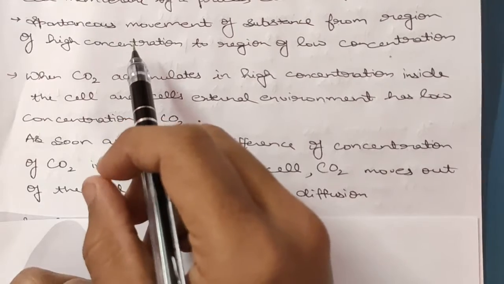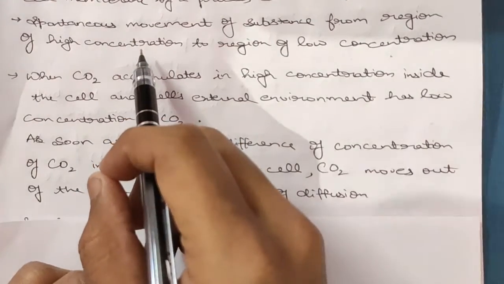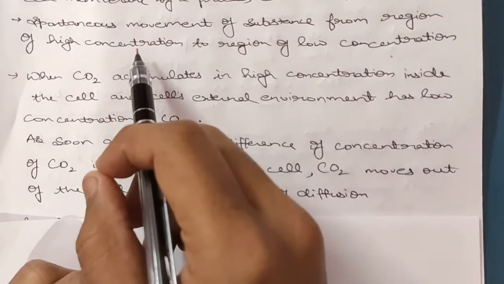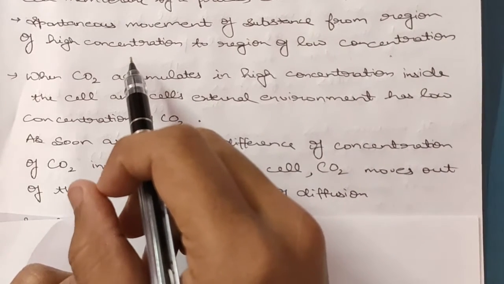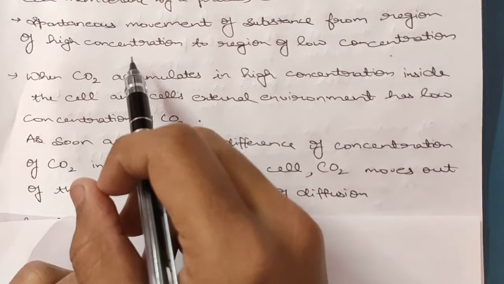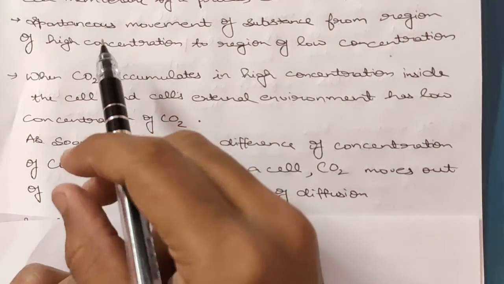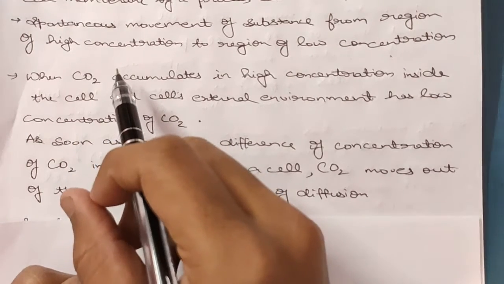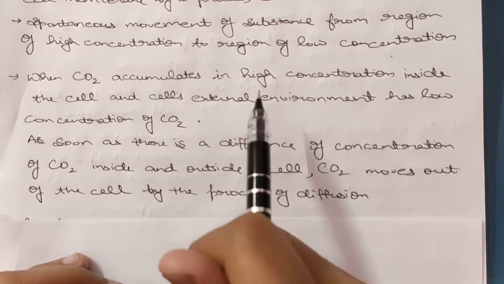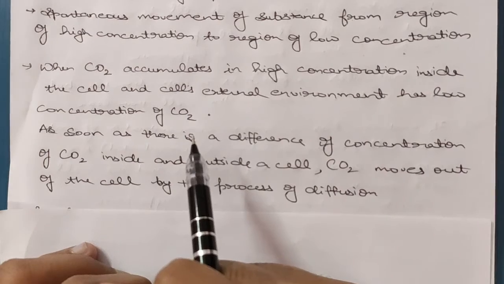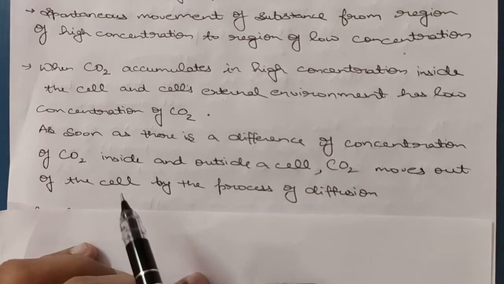There are certain processes that require energy. If we have to do the opposite of diffusion, meaning if we have to send a substance from its low concentration to high concentration, then we need energy. But this one is a spontaneous movement. In a similar way, when CO2 accumulates in high concentration, it moves out of the cell by the process of diffusion.